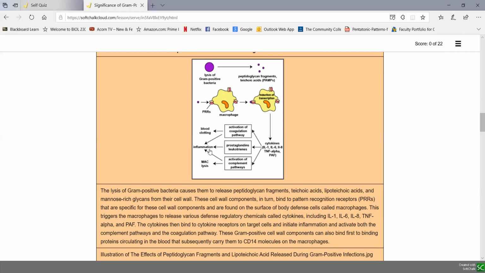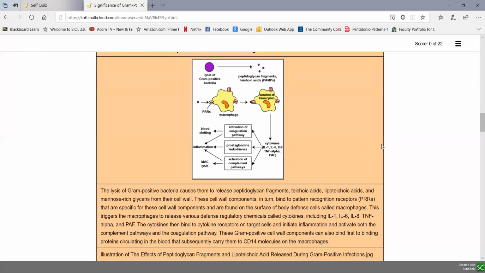They're going to cause increased capillary permeability so that defense cells can leave the blood and enter the tissue, and defense molecules dissolved in the plasma of the blood leave the blood and enter the tissue. They also activate the blood clotting pathway, which helps to eventually stop the person from bleeding following injury, but it also forms clots around the bacteria so they don't spread as well. And the coagulation pathway can also promote inflammation. And these cytokines also activate the complement pathways, which also promote inflammation and phagocytosis.